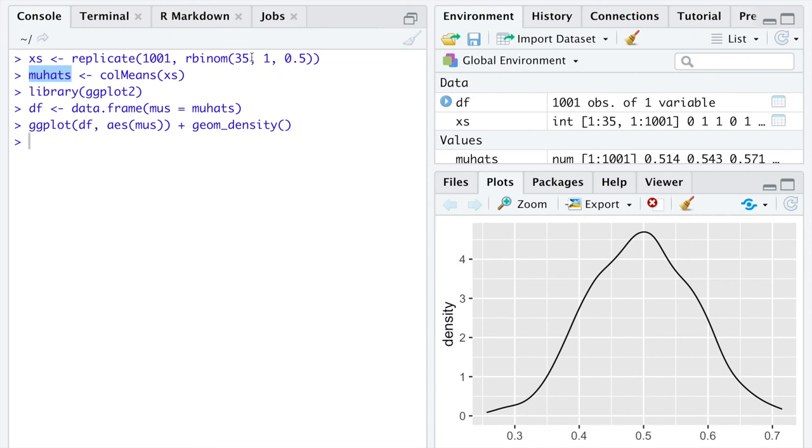Notice all of these are just 1,001 samples, each of size 35. If you take the mean of those, you have 1,001 sample means. And if you make a density plot of those sample means, we actually get out a distribution that looks surprisingly normal. This is how the normal distribution shows up on the sample side.